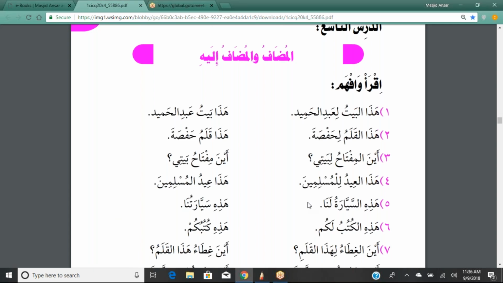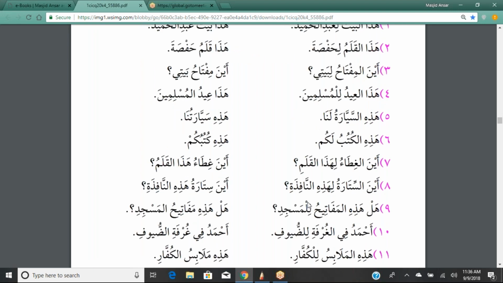Number 6. Hadhihi al-kutub lakum. You all repeat after me. Hadhihi al-kutub lakum. Hadhihi kutubukum. The first one, these books for you. These books has an L on it. Lakum, for you. The lam of mulk is there. Hadhihi kutubukum, these are your books.